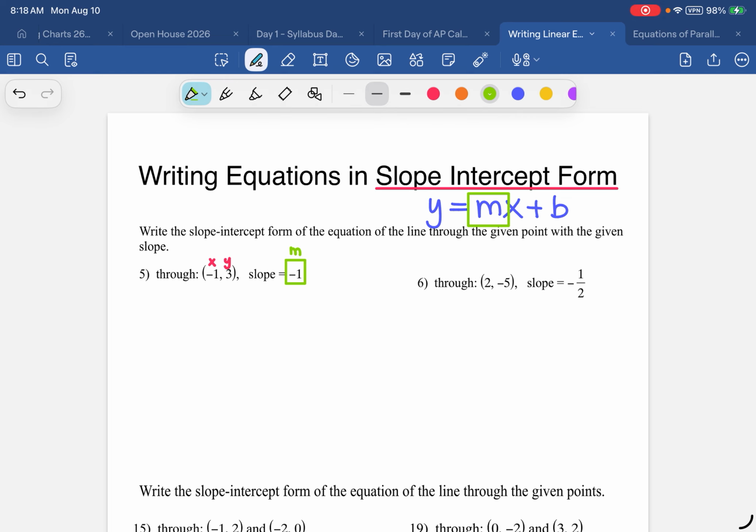But then when we write our equation of a line, we need to fill in the m and the b. And looking at what we're given here, there is no b value. So what we're going to have to do is take our ordered pair, x and y, and plug it in for the variables x and y in slope-intercept form in order to solve for our y-intercept, which is b. So that's how we're going to start our example here, number 5.